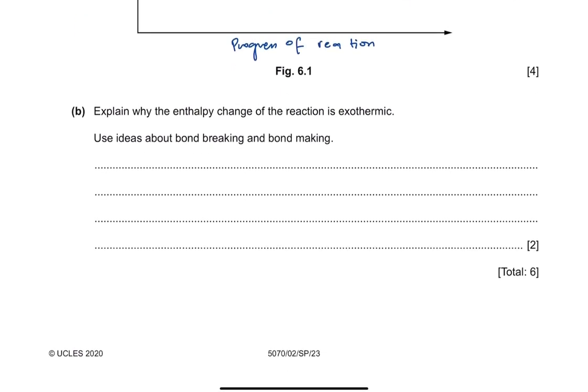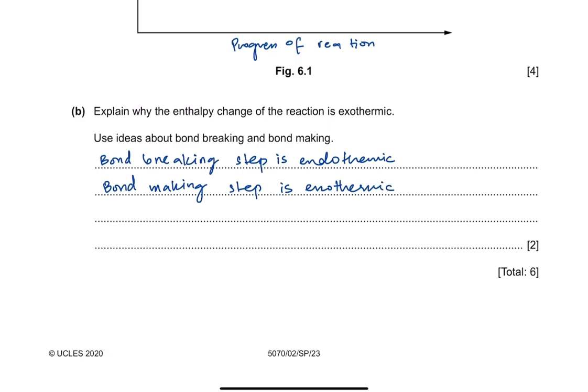Use ideas about bond breaking and bond making. Why this reaction is exothermic. So we will have to mention a few universal statements: bond breaking step is endothermic. This is always true. Bond breaking step is always endothermic, and bond making step is always exothermic. Why is a certain reaction exothermic? Because during the bond making step, it releases more energy. So more energy was released than absorbed.